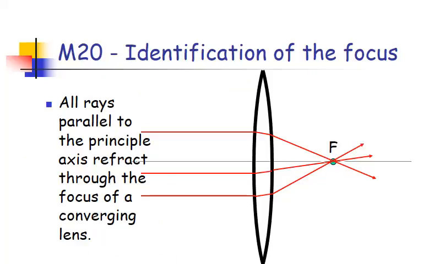So all of these parallel rays will come and refract here and then refract here. And the rays will then all converge here. And it's convex because it's larger in the middle. It's converging, right? The other name, because it's all converging there to the focus.